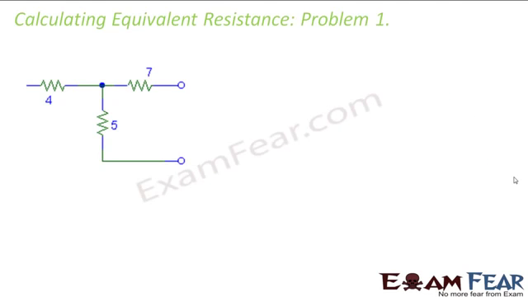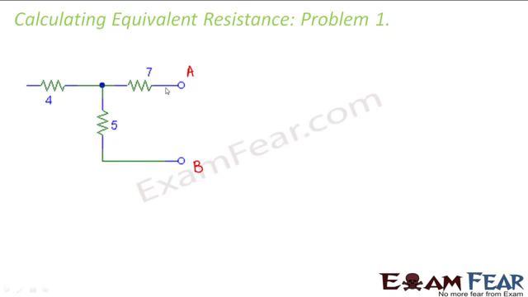So let us try to look at some of the problems based on this calculation of equivalent resistance. Let us suppose a circuit is given like this and I ask you to calculate the equivalent resistance of this circuit between these two points A and B.